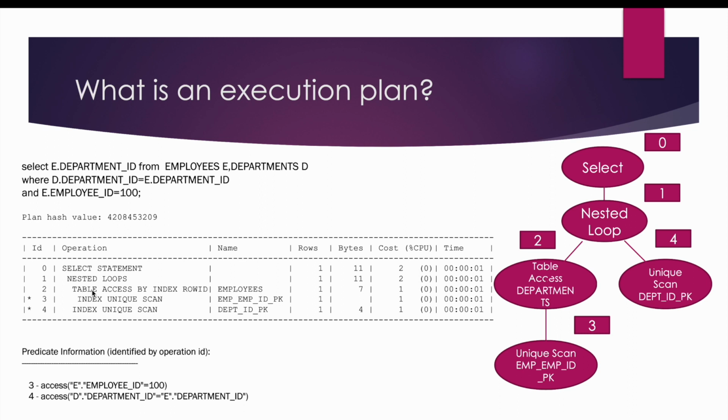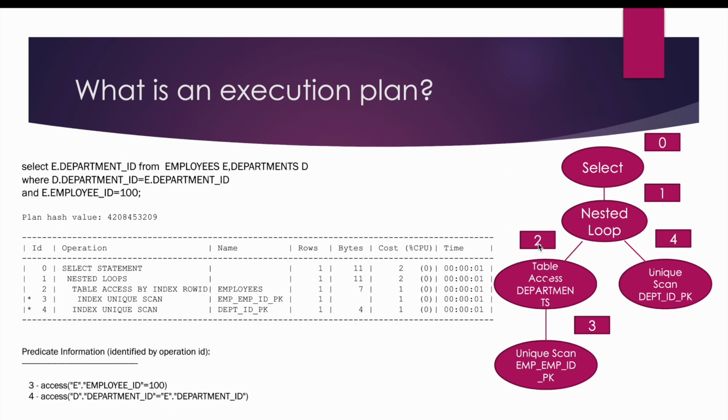So operation number 2 will execute. Now table access by index row ID basically means it will try to access all the desired rows of the employees table which matches the criteria e.employee_ID equal to 100. Now if you see in the select statement, Oracle is accessing e.department_ID, that is, it wants to access the department_ID column from the employees table. Since we already have employee_ID equal to 100 being accessed, Oracle will go and see what the value of department_ID is for employee_ID equal to 100, and that is why we see the table access by index row ID operation over here.